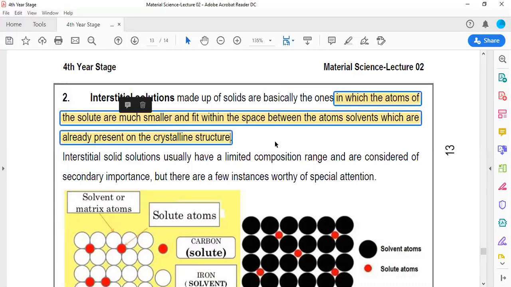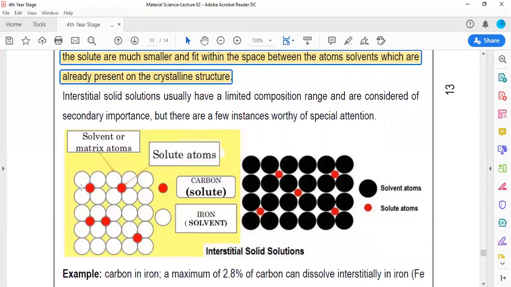and fit within the space. Look at the word space, يعني داخل الفراغات. And we have a space here, for example, a space here, space here, here, and here. That's a space. We can insert a small particle in this space. Like in this one again. These are the solute, and this one is the solvent. Of course, a good example is iron and carbon in steel.